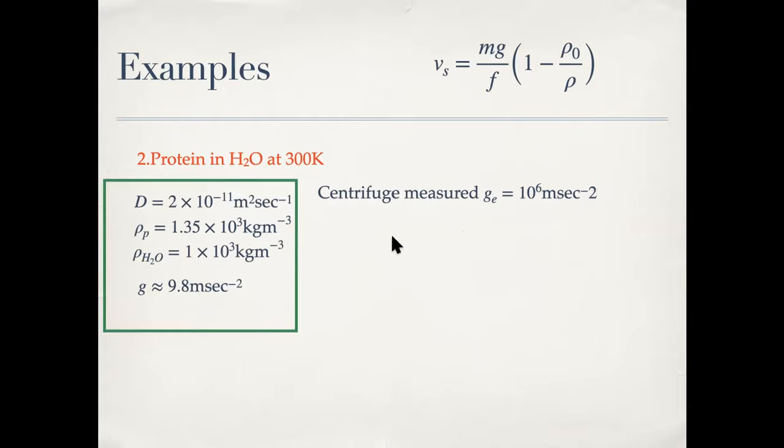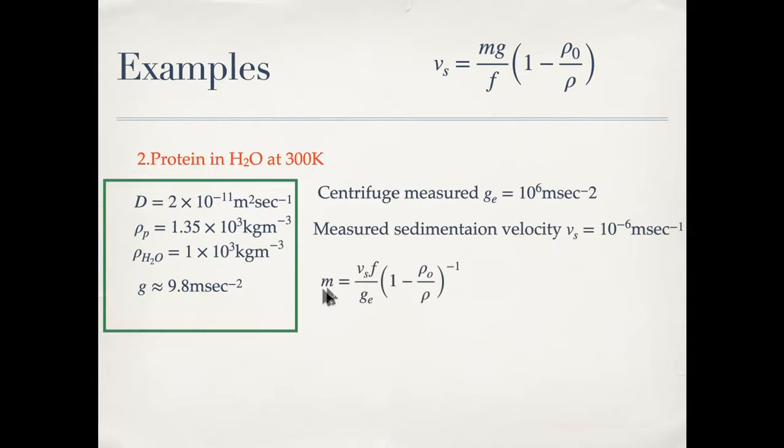This is the Svedberg-like centrifuge. And then the measured velocity of sedimentation is 10⁻⁶. So I can, out of this, get the number. I can turn around my equation and I can calculate the mass of the protein molecule out of this formula. And the mass turns out to be 10⁻².